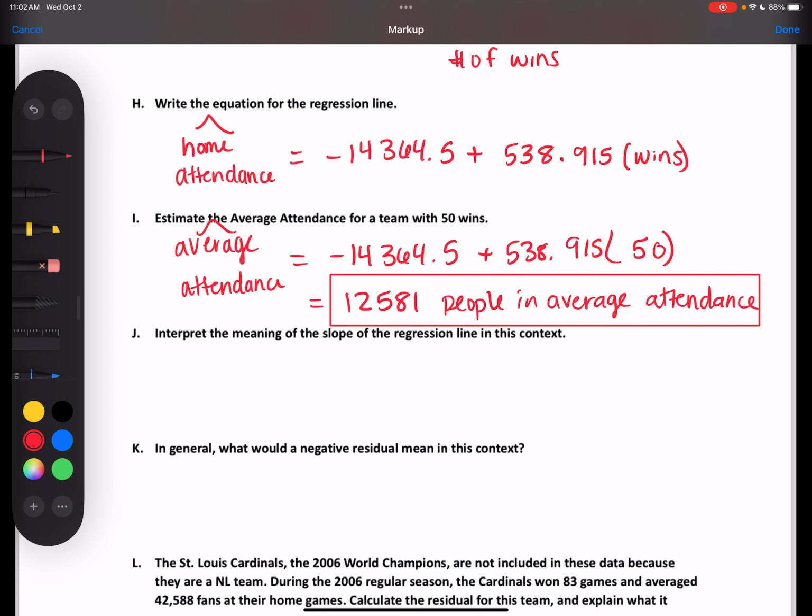Interpret the meaning of the slope of the regression line in this context. So that means I'm looking at this equation and I'm saying, what does the slope mean in the context of this problem specifically? So for each additional win, there's about, and I'm going to round up, 539 additional fans in attendance on average.